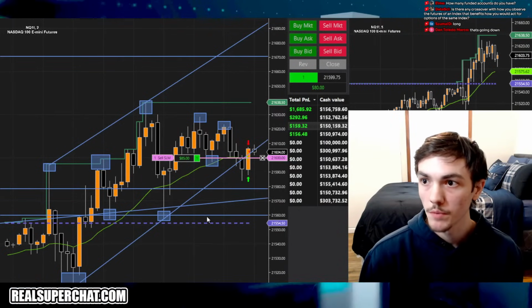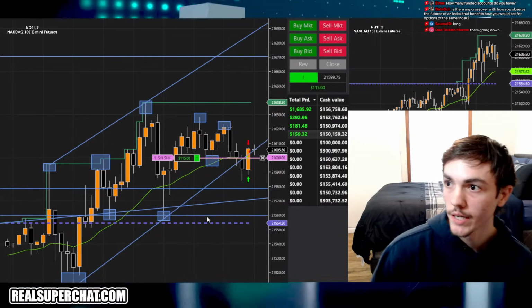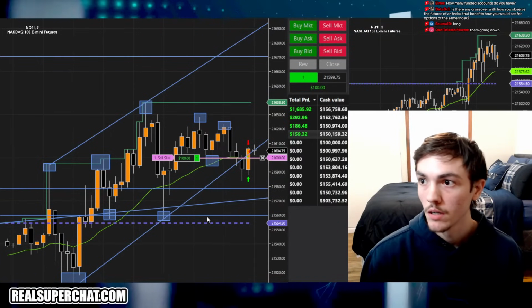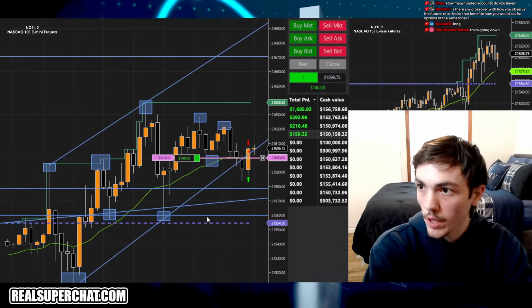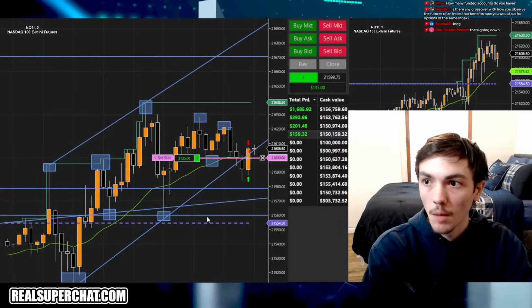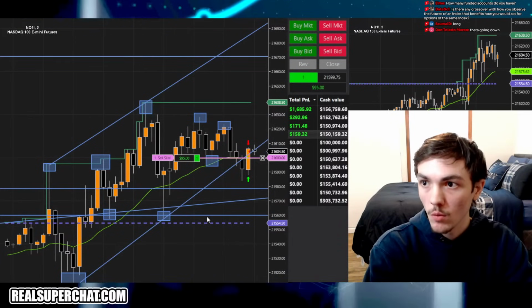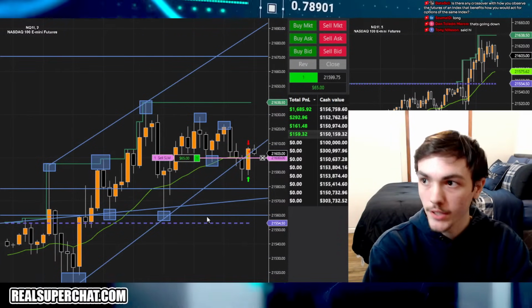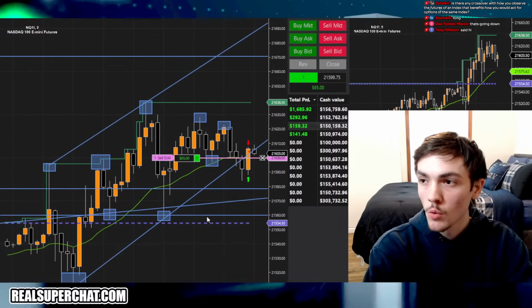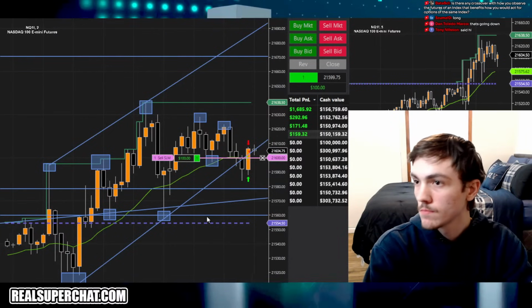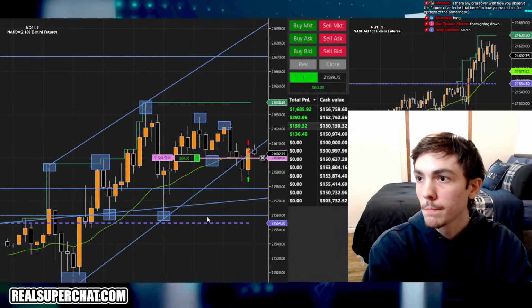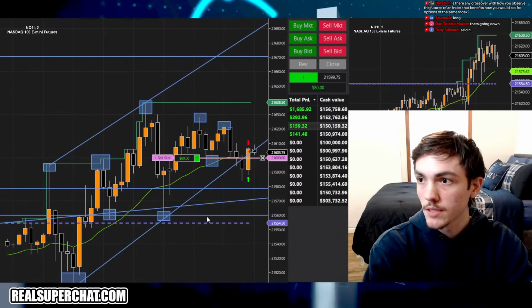Up 50, one contract long. Needs to hold this range. Needs to hold this range above the 21 EMA. Up 100, up 140. One contract long, and it's trying to break the range. Risk-free trade. Okay, we're about to get stopped.